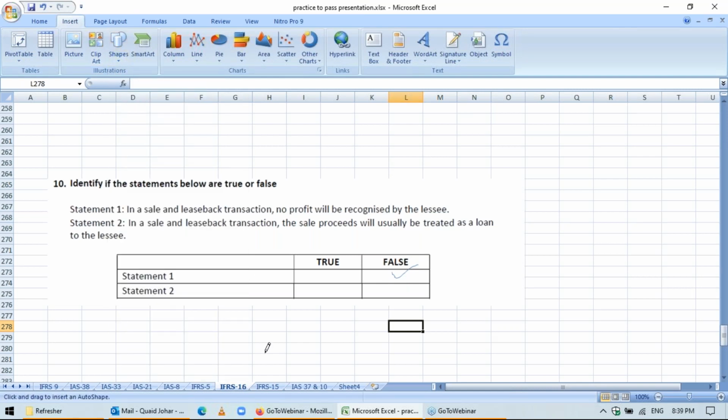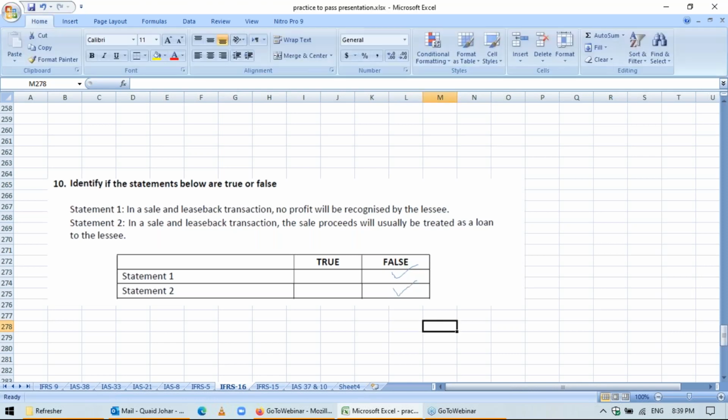Secondly, the second statement says that in a sale and leaseback transaction, the sale proceeds will usually be treated as a loan. It's not usually treated as a loan. Sometimes the sale proceeds are not treated as a loan. Sometimes it is a sale, like in question number 4. But in question 5, the whole proceeds were a loan. So this is also false. In many cases, it's not a loan when some portion is retained, right? So both of these are false.